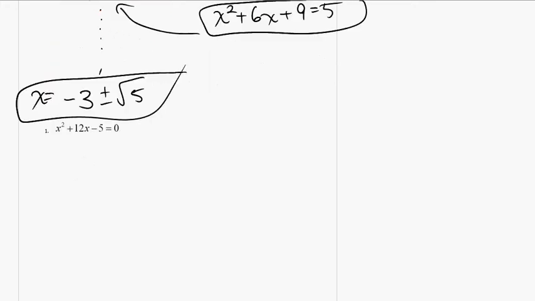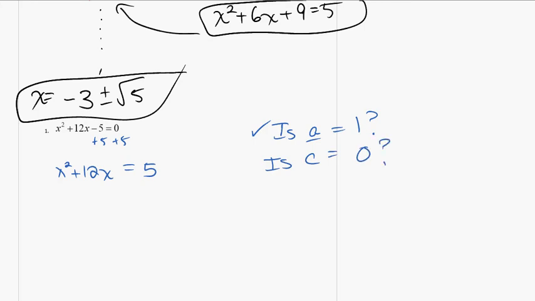But what happens now if it's not the same perfect square trinomial? Well, again, the process is the same. Add 5 to both sides, so I get x squared plus 12x equals 5. And there's a few things I think about when I'm completing the square. The first is, is my a value equal to 1? It has to be yes. If it's not, I need to make it so. So check. The second thing is, is c equal to 0? Yes, because I moved the 5 to the right, so there's no c value now.